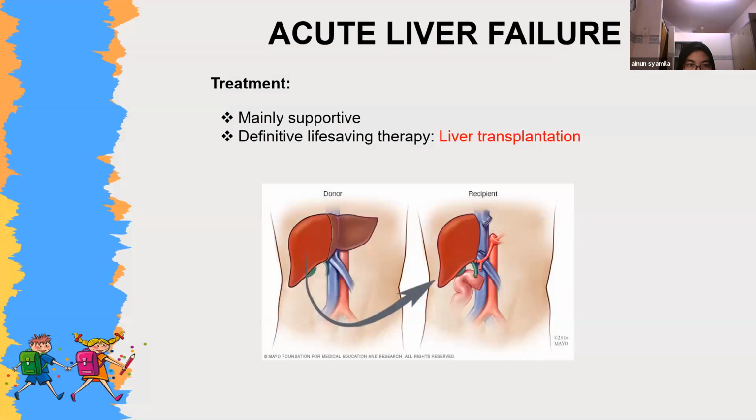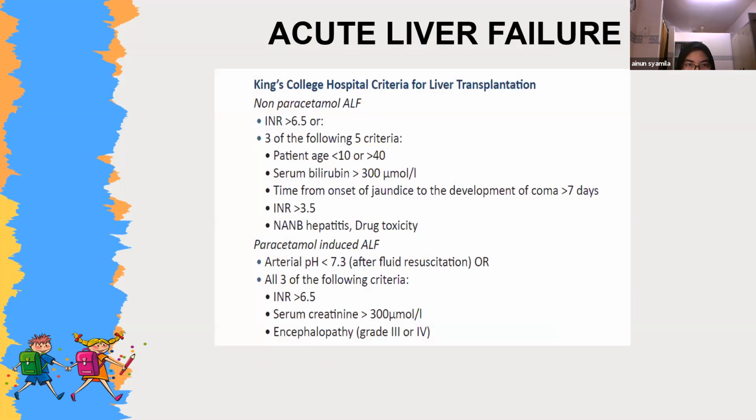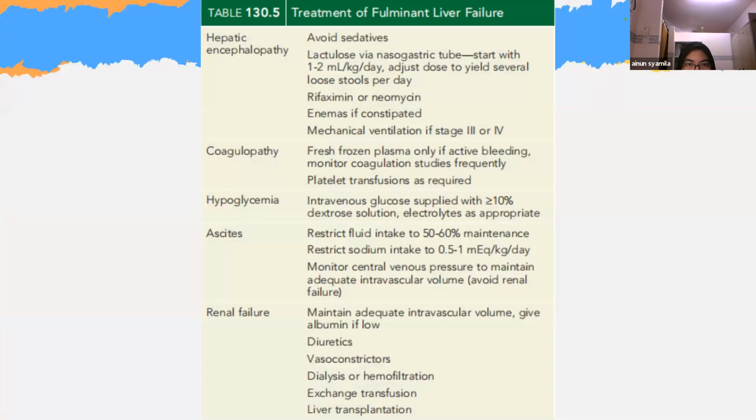Okay, next. So for the treatment of the acute liver failure, it is mainly supportive, and the definitive treatment is basically the liver transplant. Okay, next. What I mean by the supportive therapy is that we give the treatment based on what the patient presented.